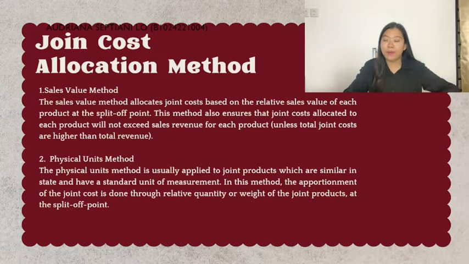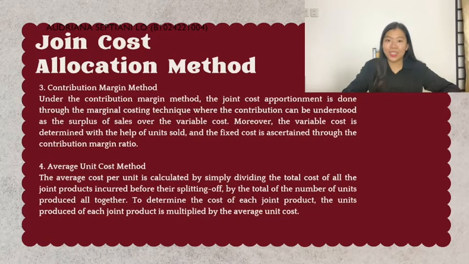Second, physical unit method. The physical unit method is usually applied to joint products which are similar in nature and have a standard unit of measurement. Third, contribution margin method. Under the contribution margin method, the joint cost apportionment is done through the marginal costing technique, where the contribution can be understood as the surplus of sales over the variable cost. Moreover, the variable cost is determined with the help of units sold, and the fixed cost is ascertained through the contribution margin ratio.